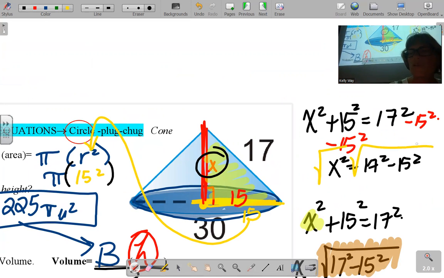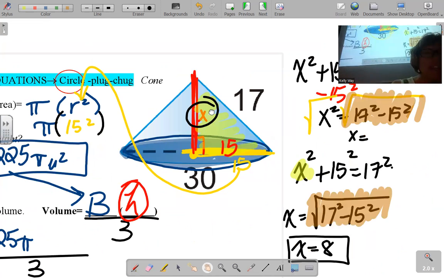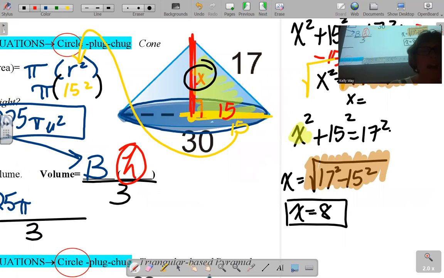Opposite of squaring is square rooting. Therefore, x equals the square root of 17 squared minus 15 squared. All right, now that you have 8 right here, we can finish here.